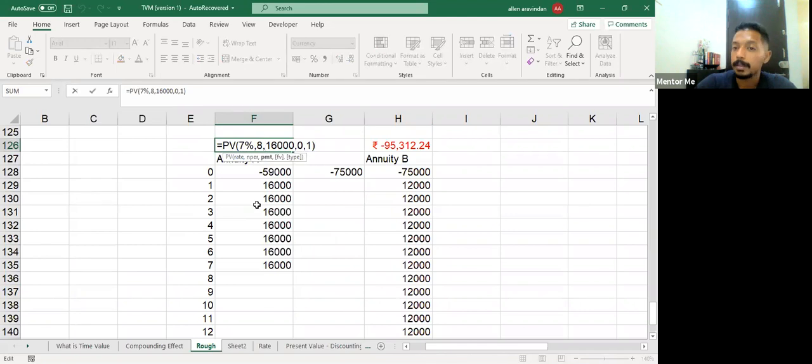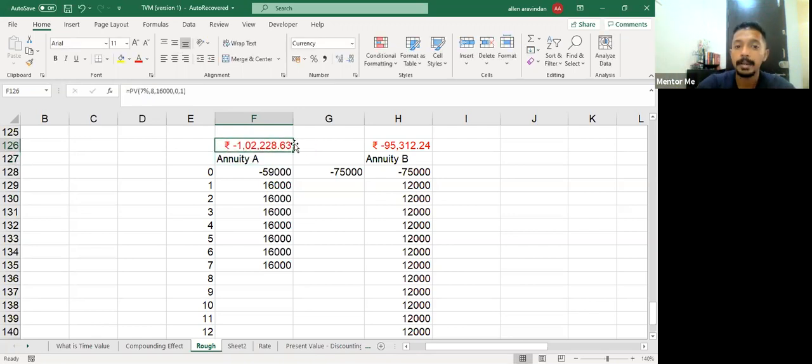So I've done the same thing here. Your money was worth what? 7%. How many periods were you going to get the money? 8 periods. How much were you willing to get? 16,000. Future value is 0 and type is 1. Right? So the present value of future cash flows was turning out to be 1,02,228. Right? The value of this money.